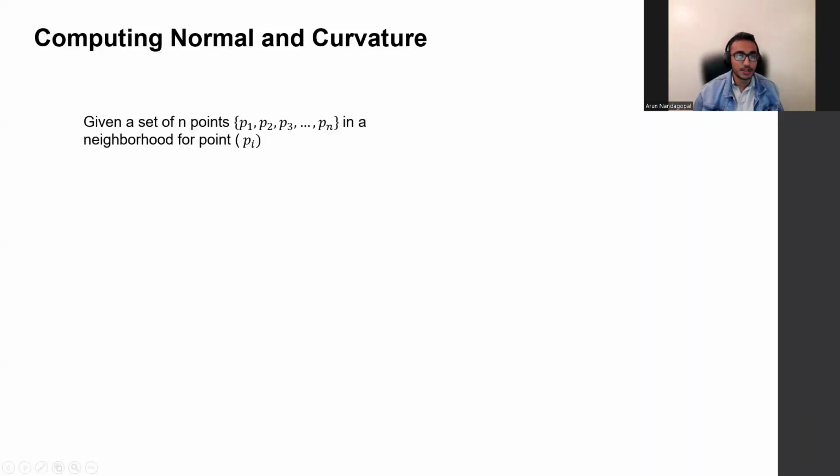In order to compute normal and curvature for any given point cloud, we utilize the positional data of the points. Let's take an example where we have a point cloud which has P1, P2, P3, and Pn set of points. We take one point, which is called Pi, and we try to estimate the normal and curvature.